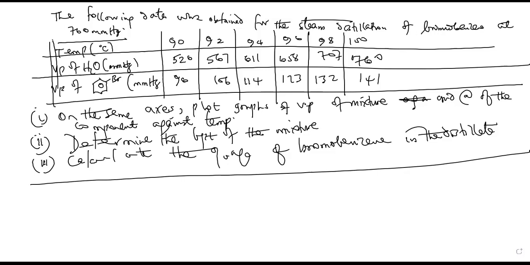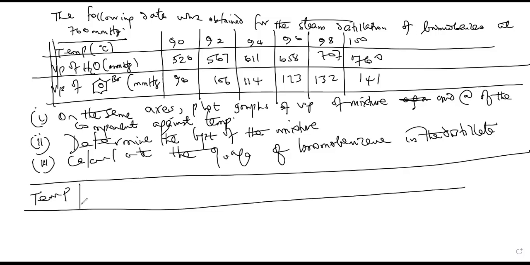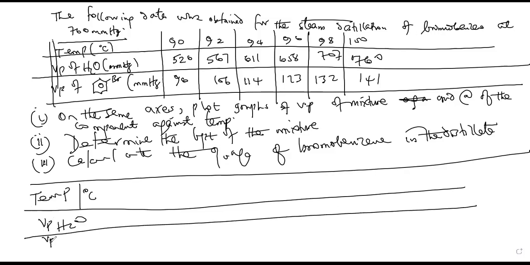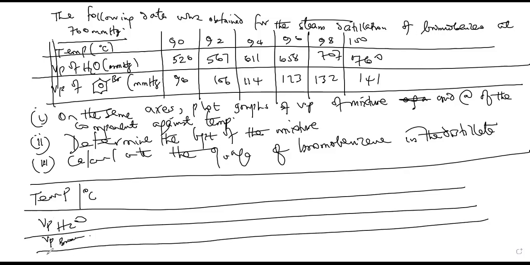So what we are going to do, you can redraw that table. You draw the table, you'll have temperature, which will keep the same way as it is, in degrees Celsius. You'll have vapor pressure of water, which will keep the way it is. You have vapor pressure of bromobenzene, which will keep the way it is. Then you have to add vapor pressure of the mixture, because they are saying to plot the graphs of vapor pressure of the mixture and each of the components against temperature. So you'll be adding the vapor pressure of water and bromobenzene to get the mixture, like that.